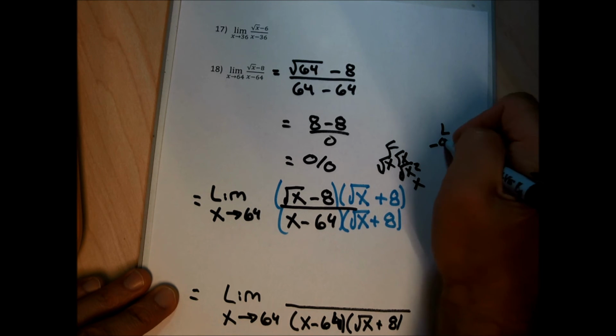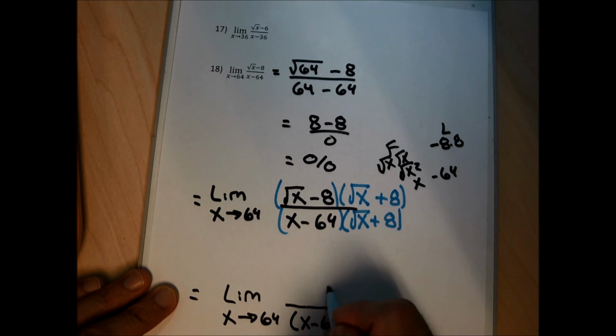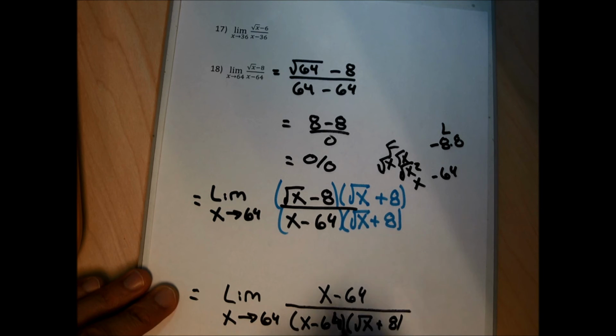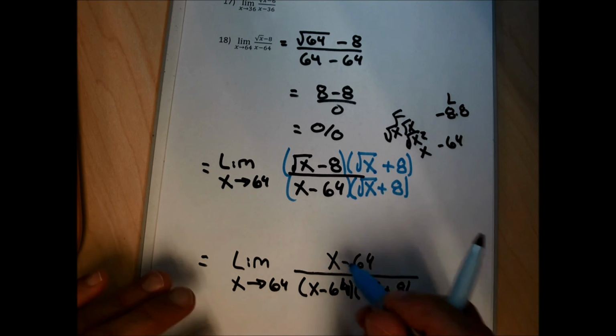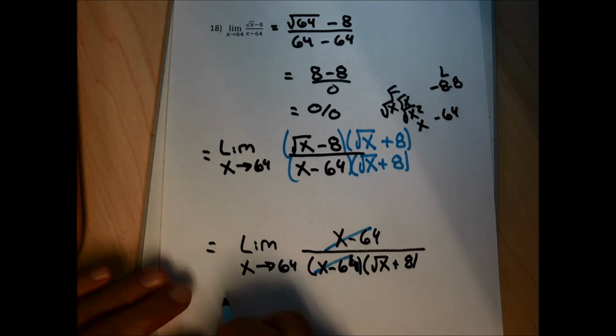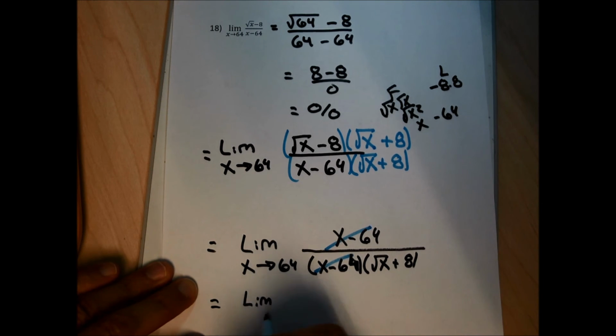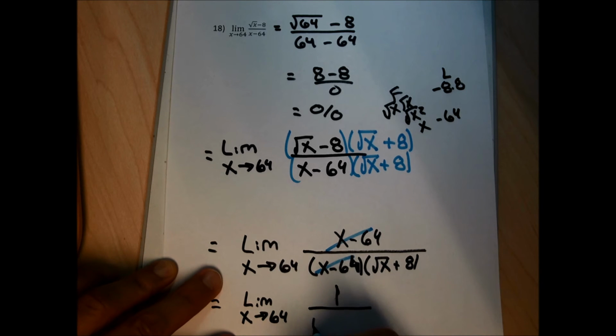The last are minus 8 times 8, which is minus 64. And that's exactly what the numerator will FOIL to. Again, I didn't do the outers and inners because they would cancel anyways. Now I'm going to cancel the x minus 64s. I can't write a fraction without its numerator, so I'm going to leave a 1 behind in the numerator. And in the denominator, I'm going to have the square root of x plus 8.